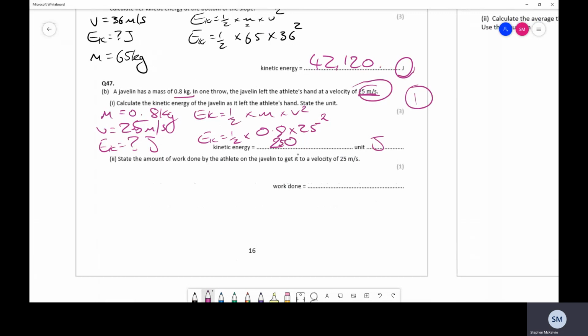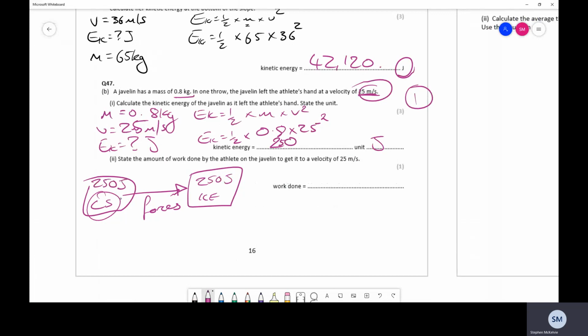State the amount of work done by the athlete on the javelin as it gets to a velocity of 25 meters per second. So the chemical store inside the athlete's arm was transferred by forces to a kinetic energy store in the javelin. The amount of energy that it had in its kinetic energy store was 250 joules, which means I had to have had 250 joules at least of chemical energy in my hand, and the forces will have transferred all of that energy to over there. The work done is the same as the energy transferred, so I can just copy down my answer, 250 joules.